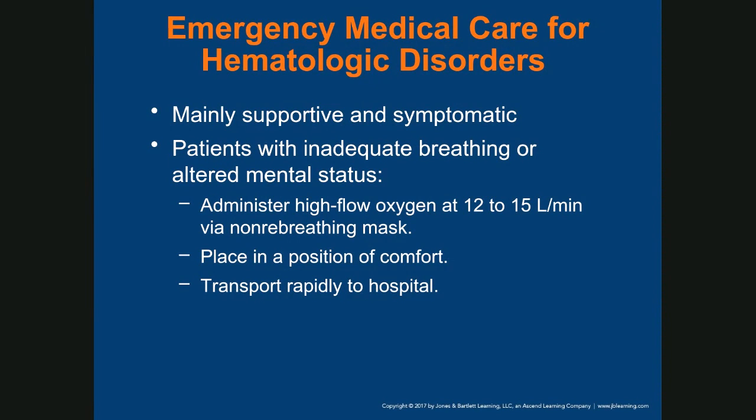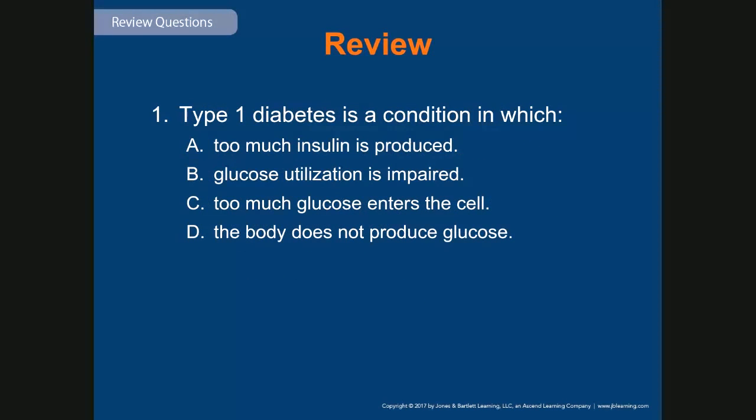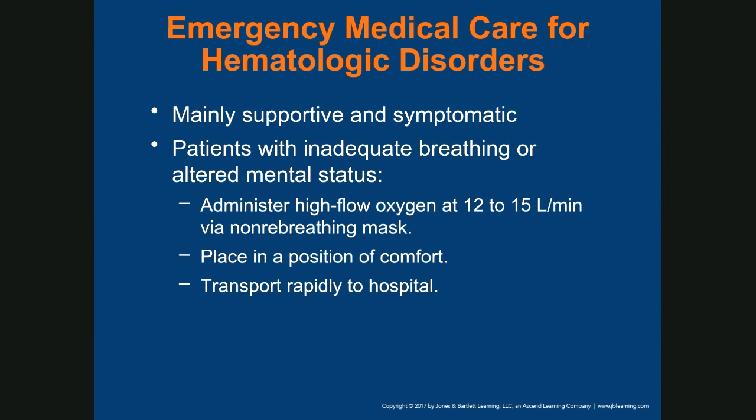Patients with inadequate breathing or altered mental status, you will administer high flow oxygen at 12 to 15 liters per minute via non-rebreathing mask. Place the patient in a position of comfort, transport rapidly to the hospital. That's it for diabetic and hematologic emergencies.